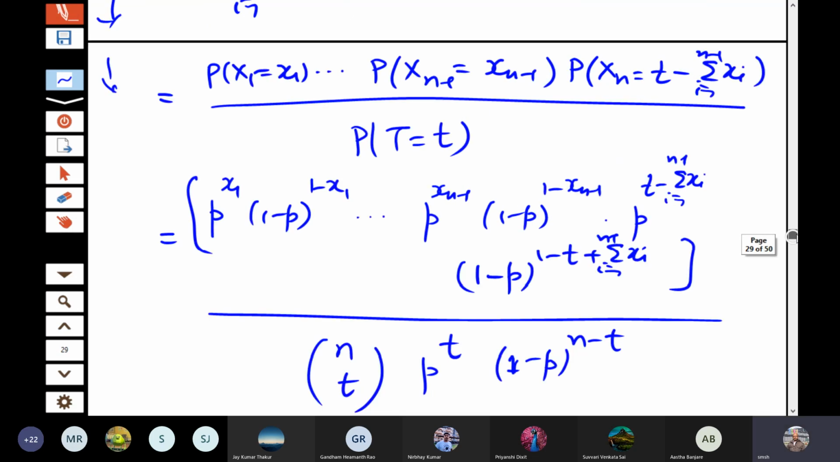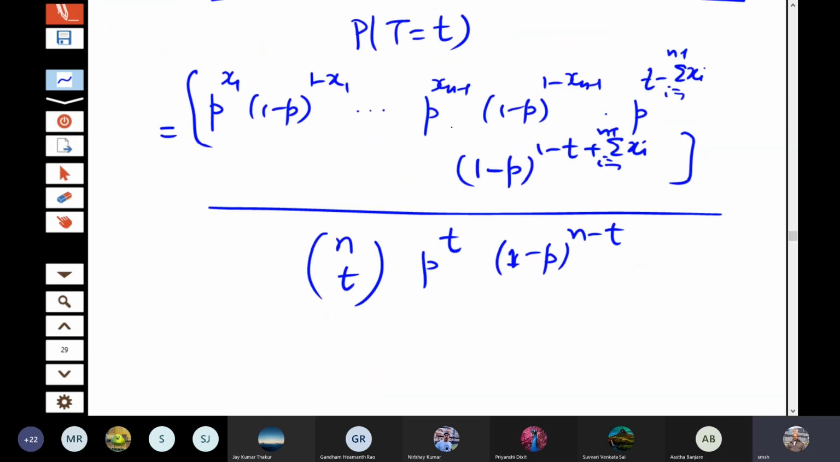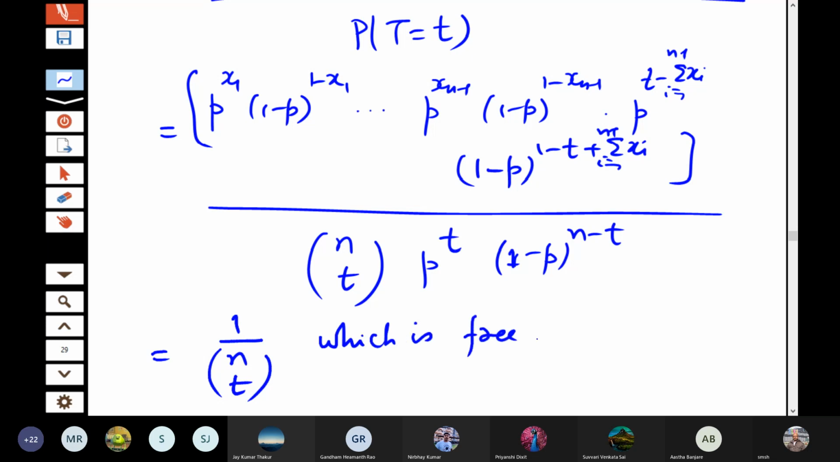So just look at the terms. Every term gets cancelled out. You are left with only 1 by n choose t. So by our definition of sufficiency, sigma xi is sufficient.